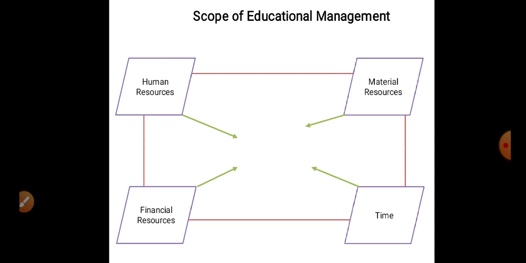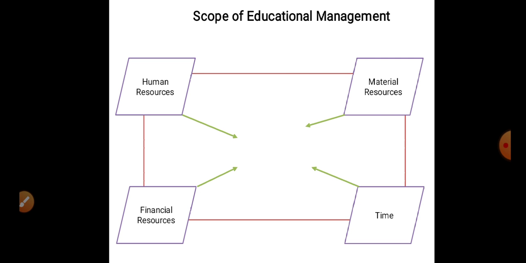The second thing is that it also covers the material resources. Material resources include the school buildings, the library, the teaching learning materials. It also includes the staff quarters, the libraries, and the hostels. So how you are managing these resources for both curricular and co-curricular aspects, whatever human and material resources are used, is covered under educational management.